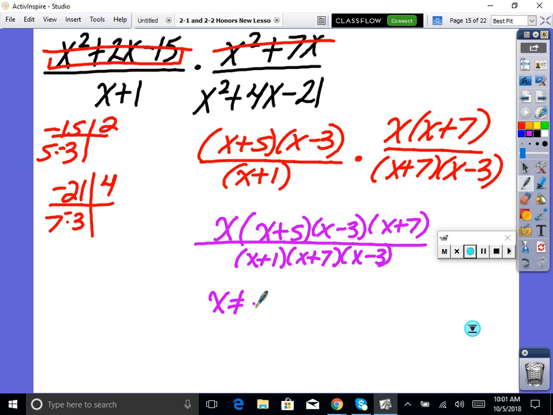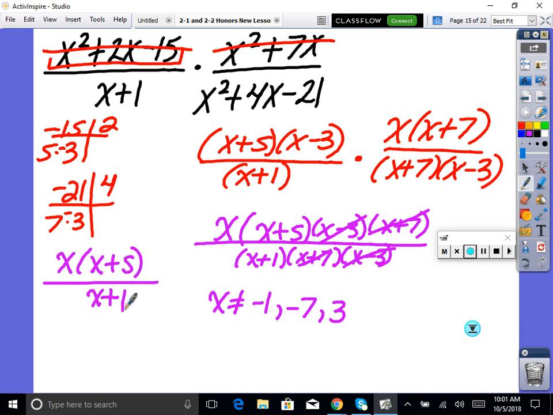Okay, restrict first. X cannot equal negative 1, negative 7, or 3. And then divide out exact factors. Is that it? Yeah. Perfect. So then x plus 5 was left on top, and then on bottom x plus 1. Yes, you could distribute. Not necessary, though.